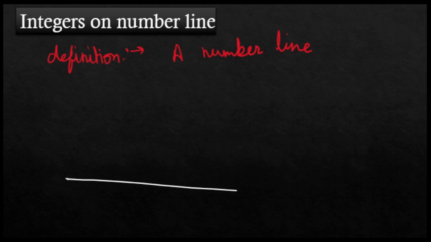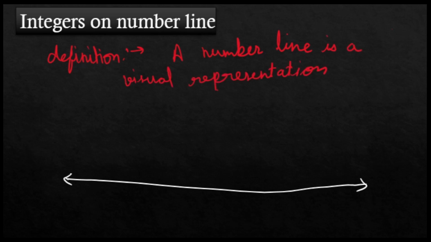What is a representation of integers on a number line? Definition: a number line, as I have explained earlier, is a visual representation. Visual representation means you can see that representation. Representation of what? Of numbers. And where? I made a point here O and set off equal distances, as in the example I explained earlier.